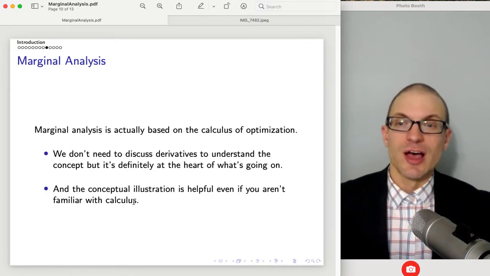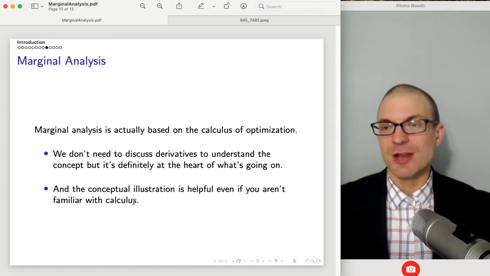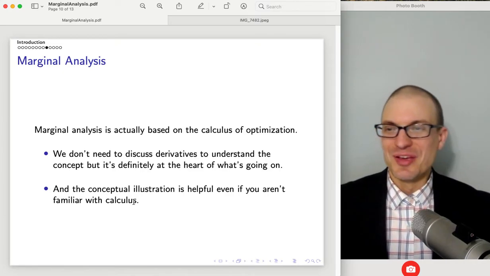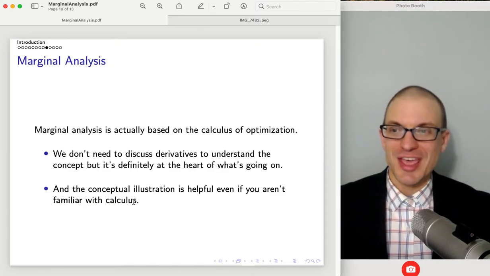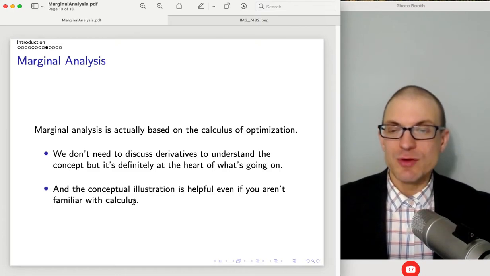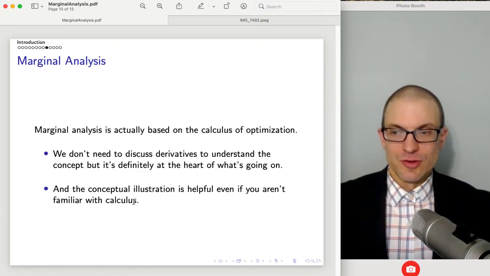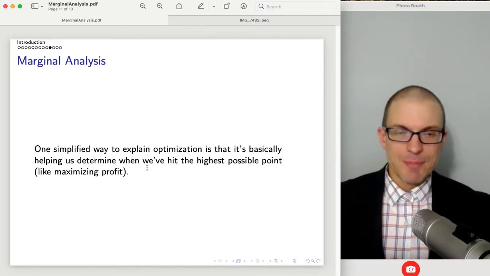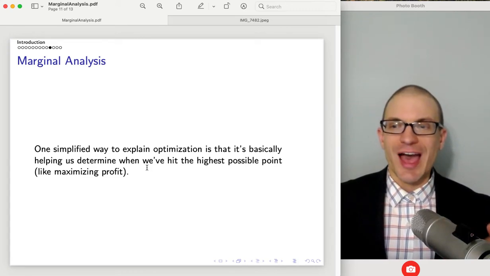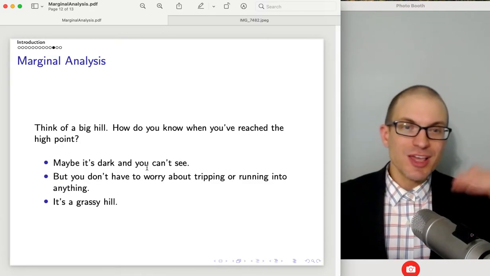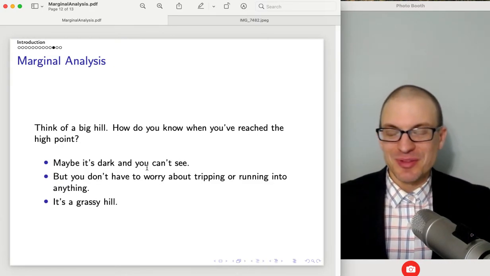It's actually based on the calculus of optimization, and you don't need to understand calculus. We don't need to discuss derivatives to understand the concept here, but it's definitely at the heart of what's going on with marginal analysis. So the conceptual illustration I can give is helpful, even if you're not familiar with calculus. You could think of optimization as trying to find the highest possible point, like maximizing profit, or you're walking up a hill and you're trying to find the maximal height of the hill.